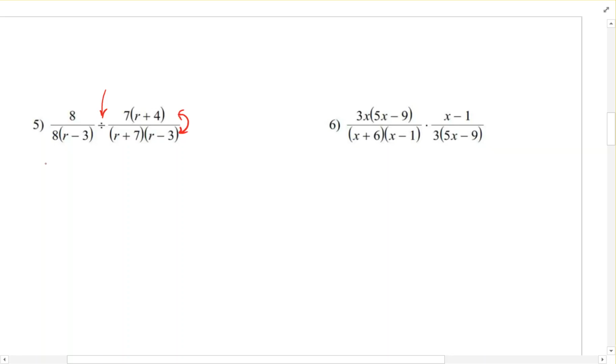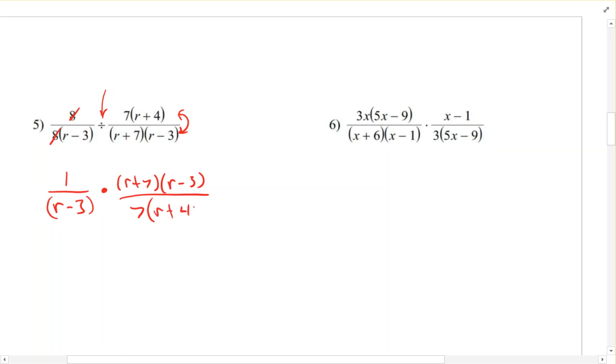So let's rewrite this as 8 over... well actually, we're at the bat too. Why don't we just cancel that 8 with that 8? You can do that. You've got 8 over 8 just sitting there ready to be canceled. So that just becomes 1 up top now. So 1 over r minus 3. And now instead of divide, I've got multiply and then flip those. So up top I've got r plus 7 times r minus 3. On the bottom I've got 7 times r plus 4.